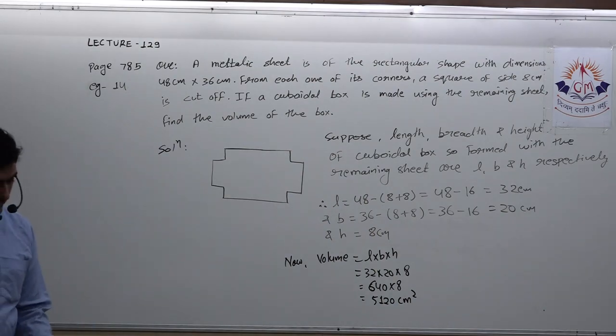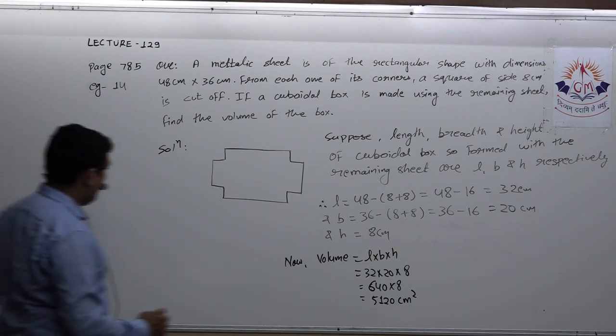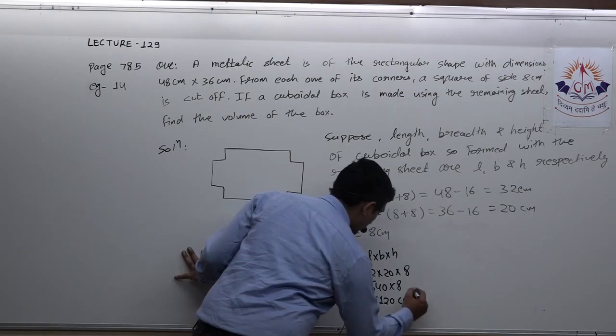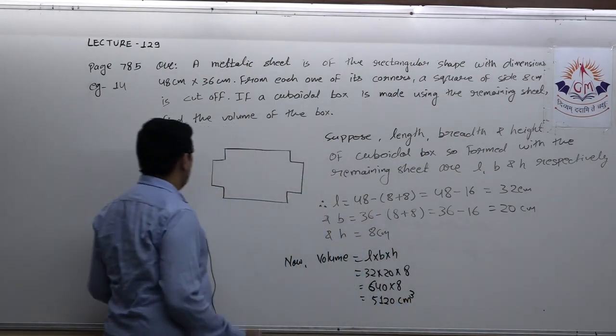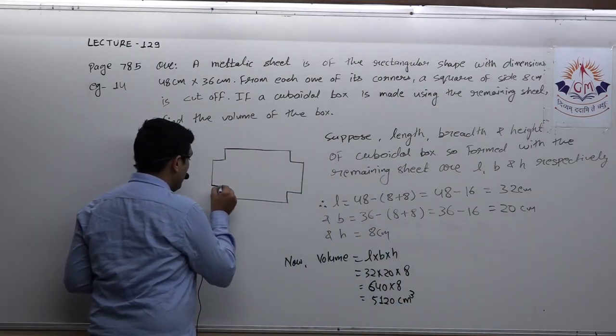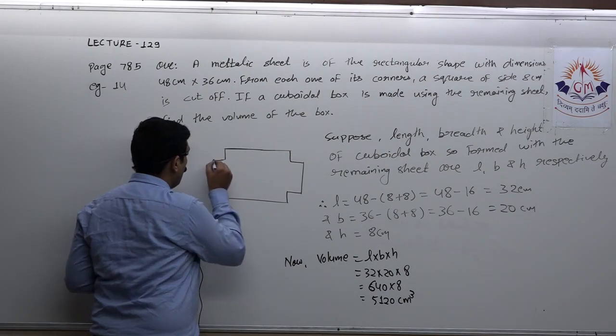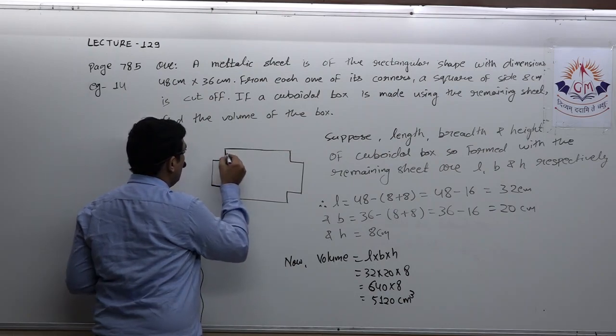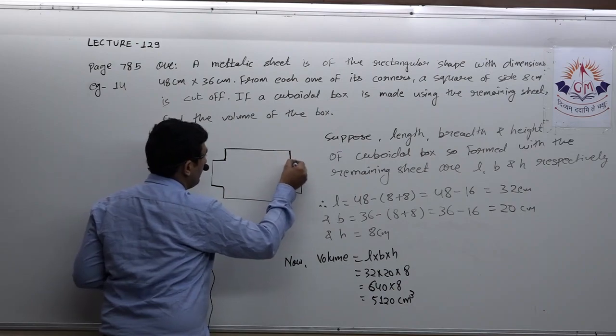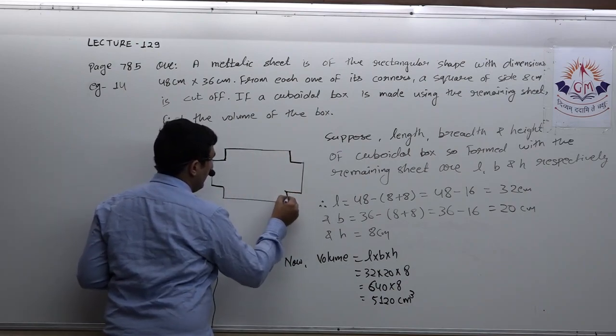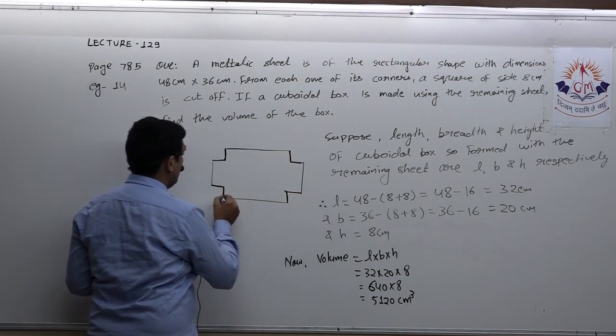Please note it down. Then we will see the next question. As it is volume, here it won't be square, it will be cube. If you want to write, the darkened portions are 8. This is 8 centimeter, this is 8, this is 8, this is 8.